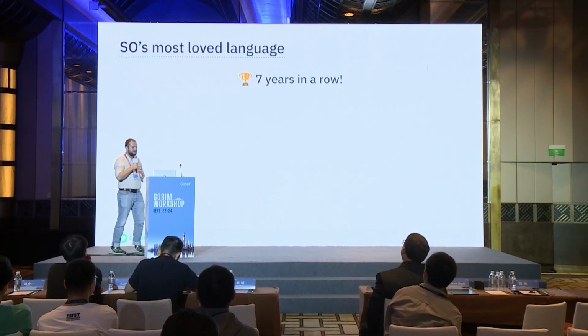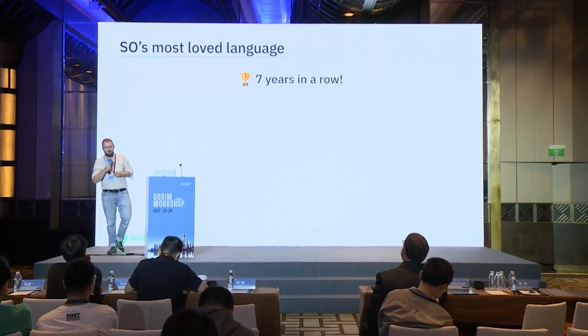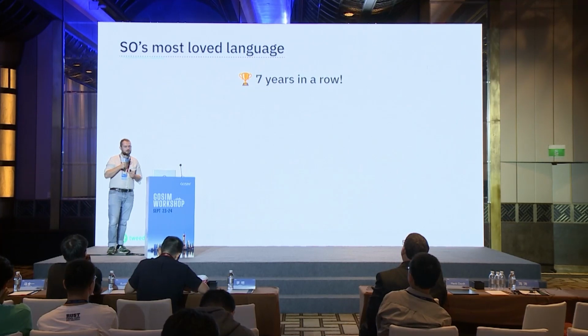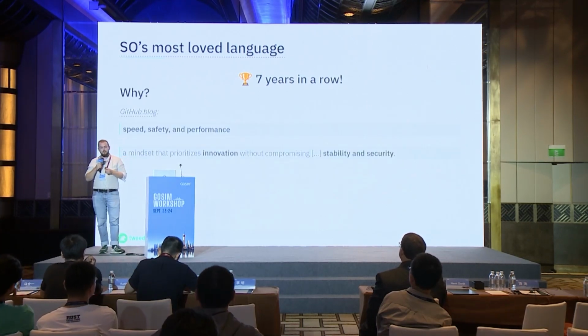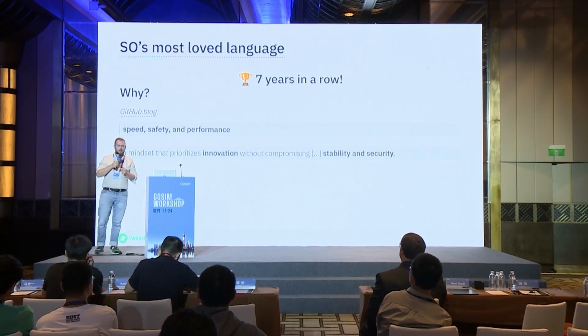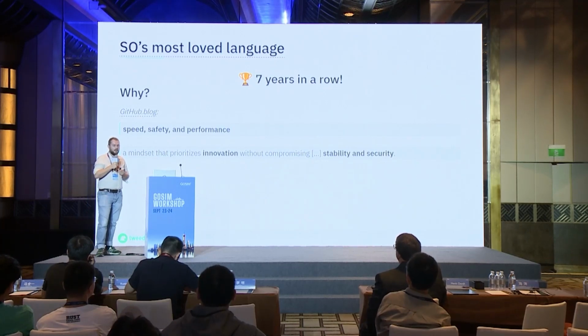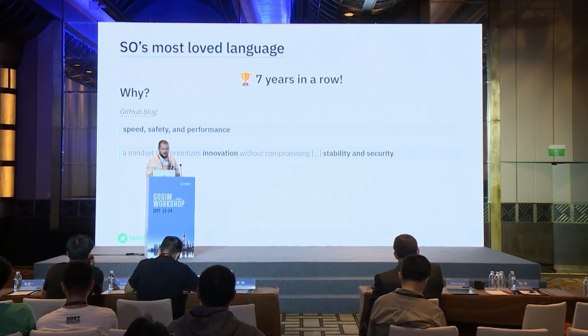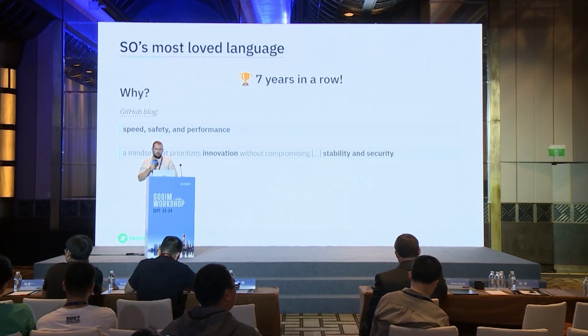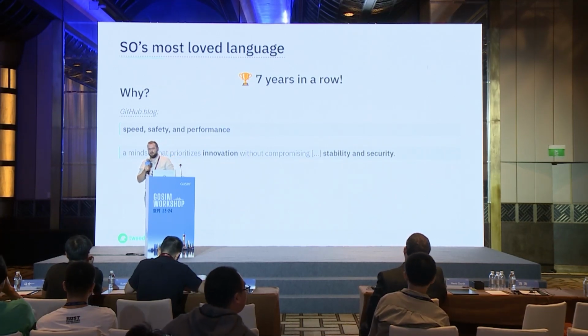And there's also this metric, Stack Overflow's most loved language for 7 years in a row. It's onto its 8th year. And I think, yeah, it's great marketing. And so GitHub has written a blog about why this might be. And they find that people say the speed and the safety and the performance of Rust is one of the biggest things that they think is positive about it. And also a mindset that prioritizes innovation without compromising stability and security.